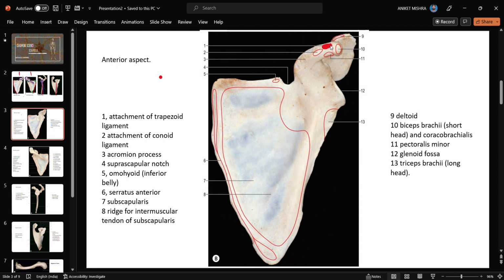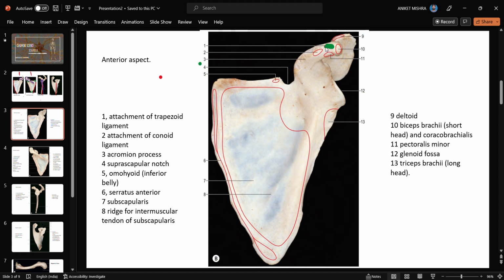the attachment of the trapezoid ligament. It is the attachment of the trapezoid ligament that is present on it. First one is the trapezoid ligament. The ligament I will mark with the green. This is the attachment of the trapezoid ligament. This is the first one.